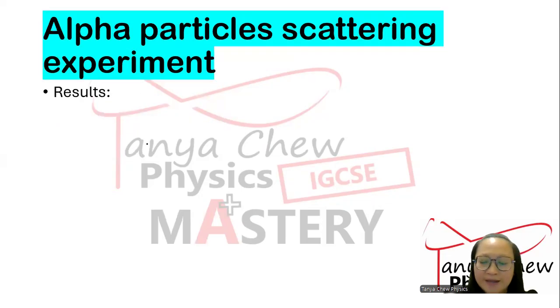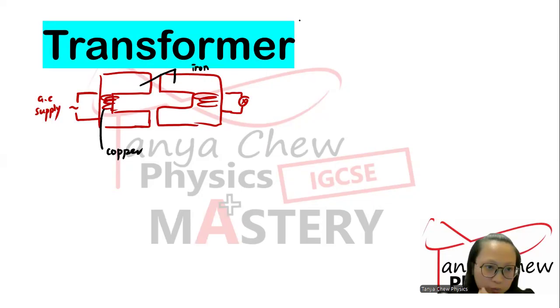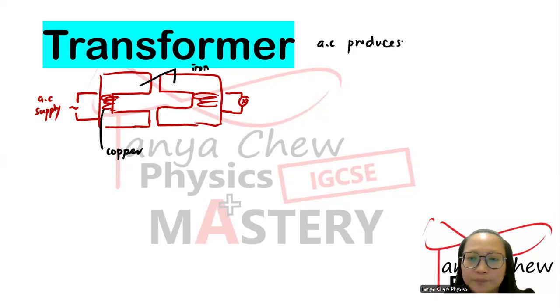Right? Now let me explain the working principle of the transformer. AC, okay, produces a varying magnetic field.